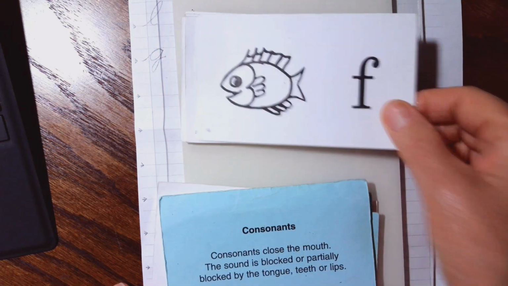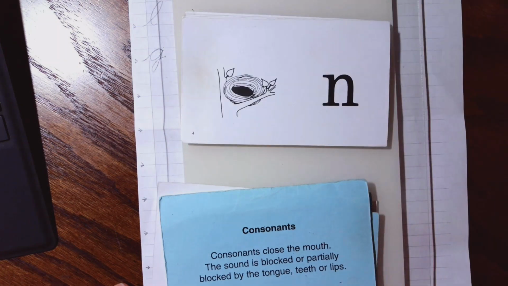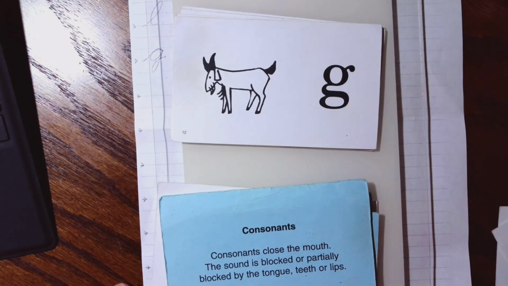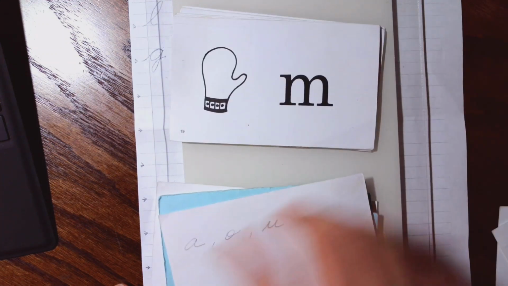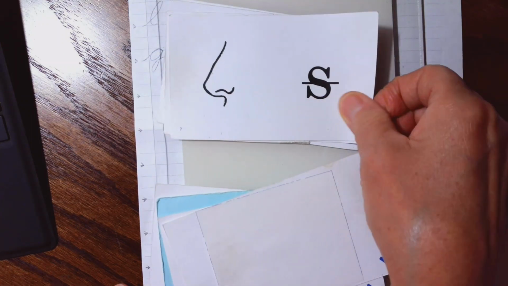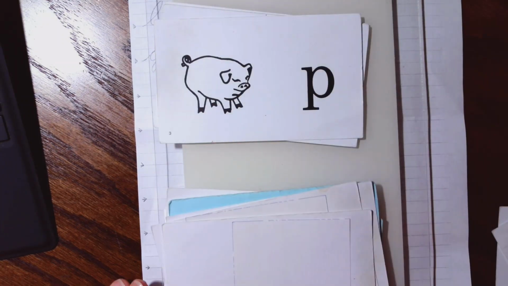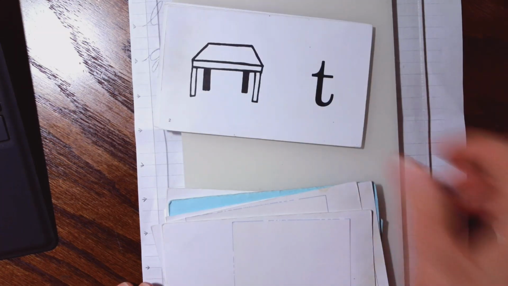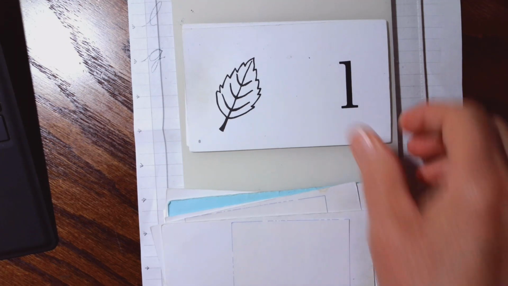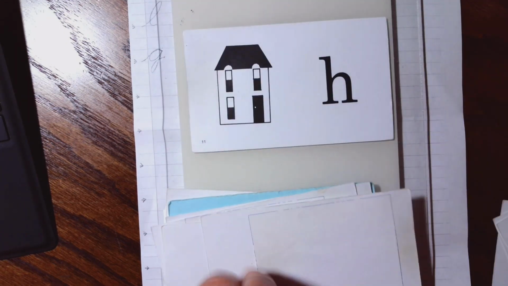F fish f. R rabbit r. N nest n. D dog d. G goat g. M mitten m. S sock s. S nose z. P pig p. T table t. B bat b. L leaf l. H house h.